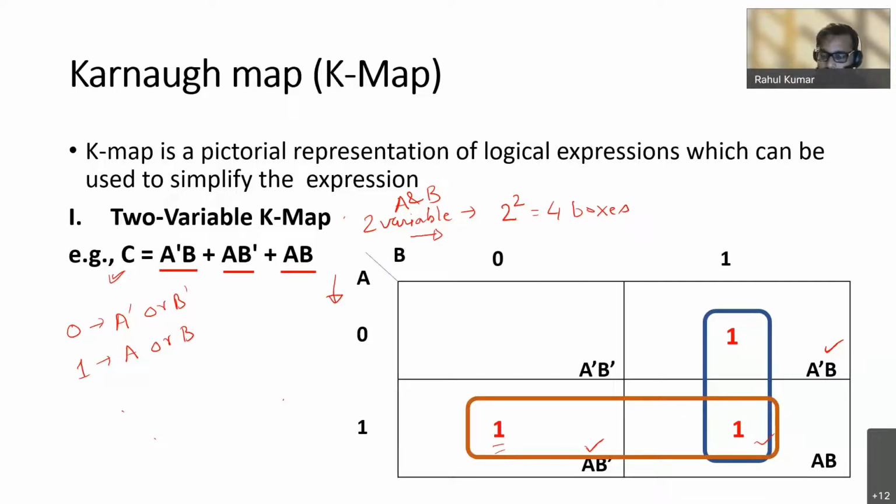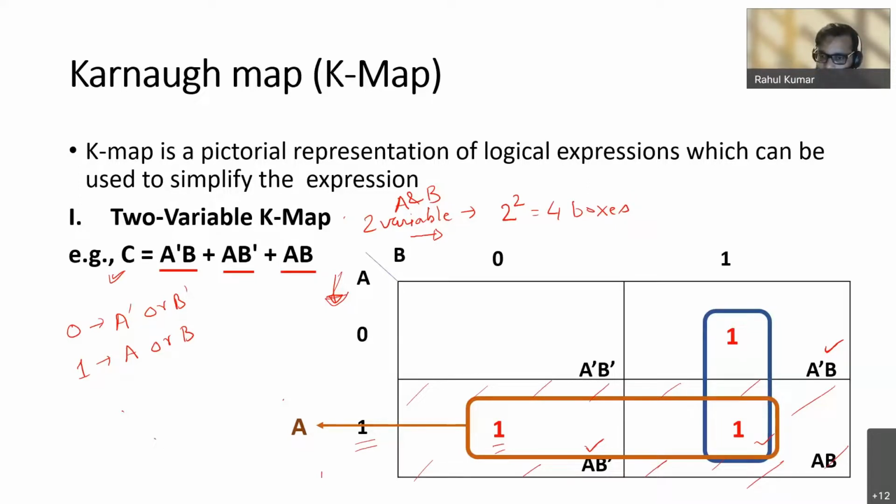right? Now we have to write the reduced form of this. Now the brown circle, right? The brown circle can be reduced, and the reduced form will be A. How can we get this A? So the brown circle is covering these 2 blocks. So for these 2 boxes, the value of A is 1. The value of A in this direction is 1, right?